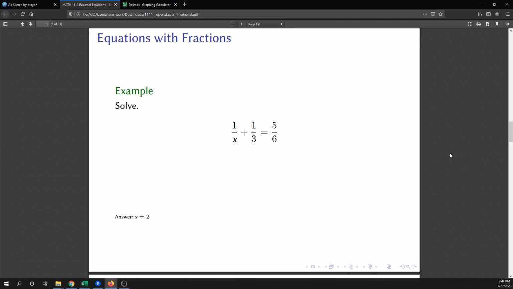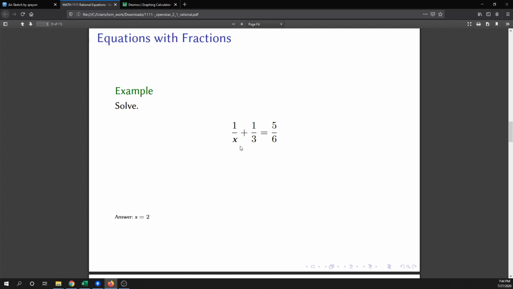All right, in this video, we are going to show another example of solving a rational equation, or an equation with fractions in it. And this is our second example. In the first example, we only had numbers in the denominators. Okay. In this equation, you can see that we have a variable in the denominator.